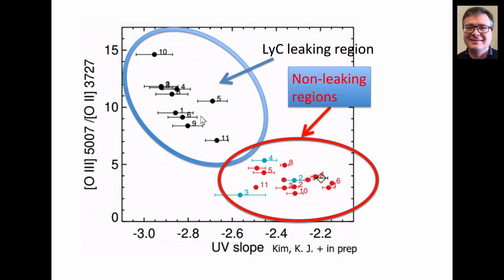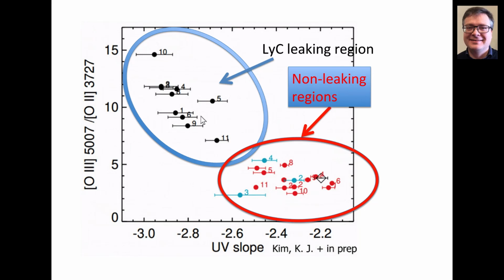And then, again, if you look at different regions inside this Sunburst Arc with HST data, you can look at the individual clumps. So these are clumps where Lyman continuum radiation is escaping, and these clumps don't emit Lyman continuum radiation. So you see a strong difference in the O3 to O2 ratio and in the UV slope. So this is a way to distinguish them, right? If you can see locally inside a galaxy, distinct regions, characterize them.